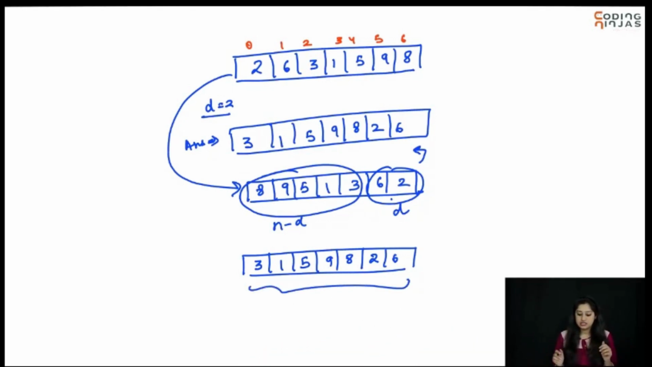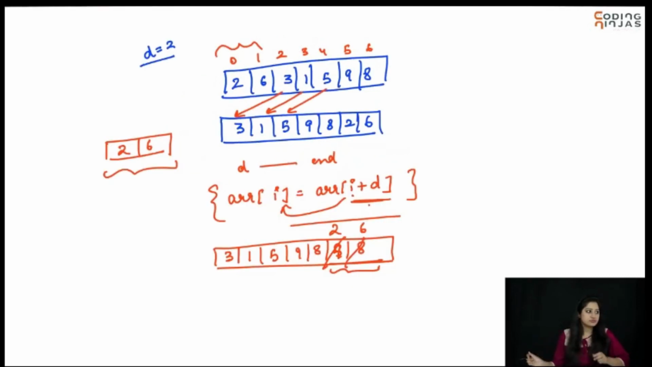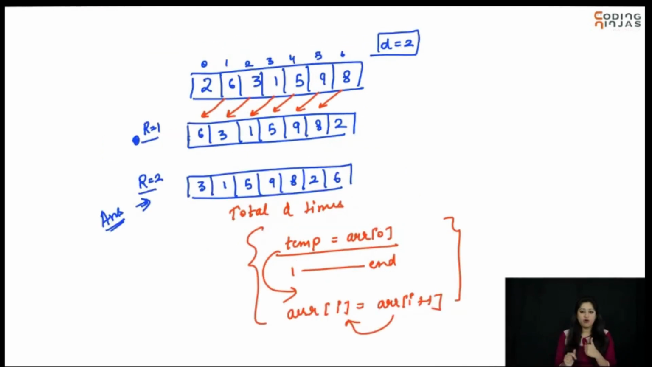So what are we doing? Reverse the complete array, reverse the first n minus d elements amongst themselves, reverse the last d elements amongst themselves, and you will achieve this. Okay. I hope all three ways are clear to you. So the second way that we did was take an extra array and shift every element by d positions. The first way that we did was perform one shift a total of d times. So all these three logics are clear.